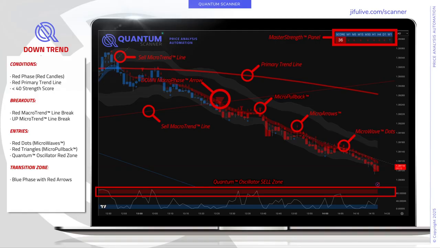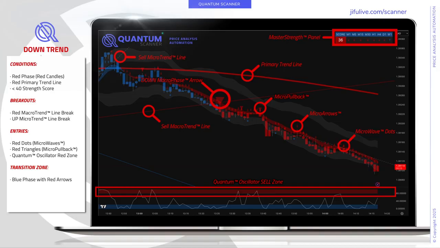Specific breakout locations can be identified by looking for downward breakouts below the red macro trend line. We can also look for the upward sloping micro trend line for potential breakouts. Specific entries can be identified utilizing the red dots through the microwave tool, red triangles, which indicate micro pullbacks in the market, and the quantum oscillator red zone, indicating potential areas and zones where price may respond before it continues in the direction of the trend.